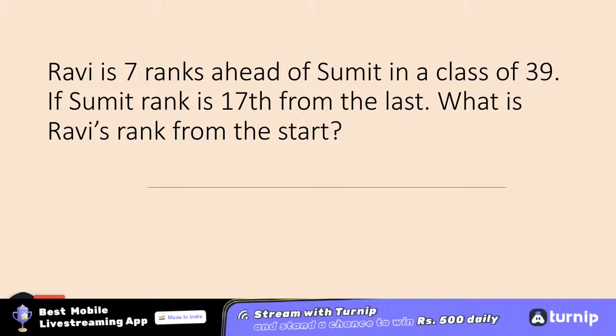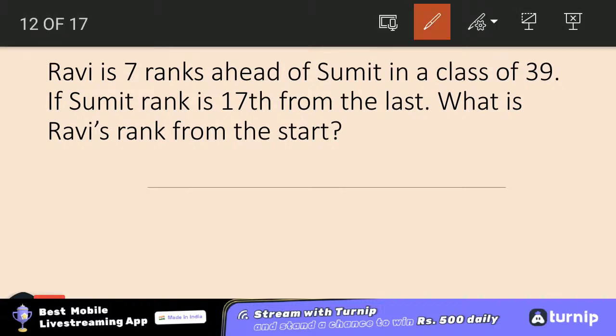There are 39 students in the class. So total students are 39. And what is the question saying? The question is saying Ravi is 7 ranks ahead of Sumit. Sumit से 7 ranks ahead है Ravi. If Sumit is 17th rank from the last.